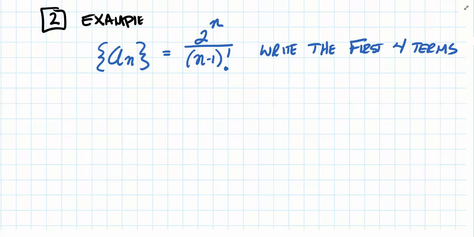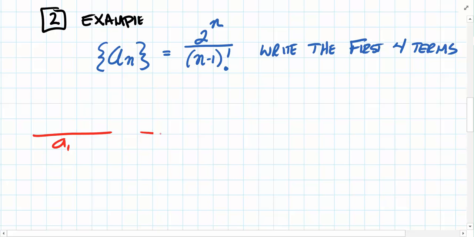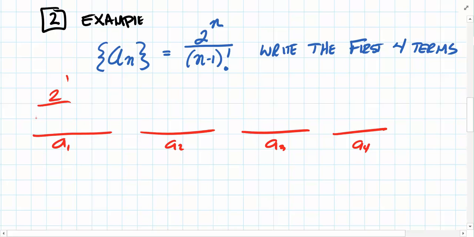Okay, box number 2 is an example. Write out the first 4 terms. We have 2 to the n over n minus 1 factorial. So I want the first 4 terms. So I want a sub 1, a sub 2, a sub 3, and then a sub 4. So this is going to be 2 to the first all over 1 minus 1 factorial.